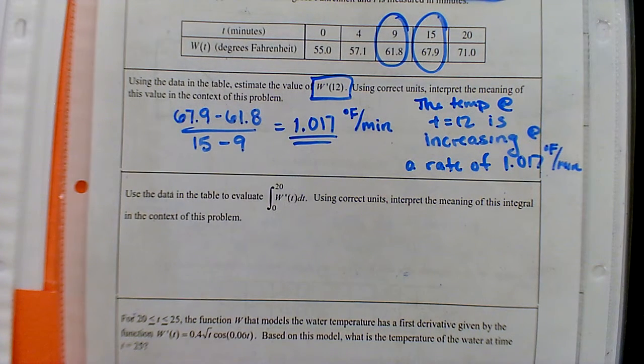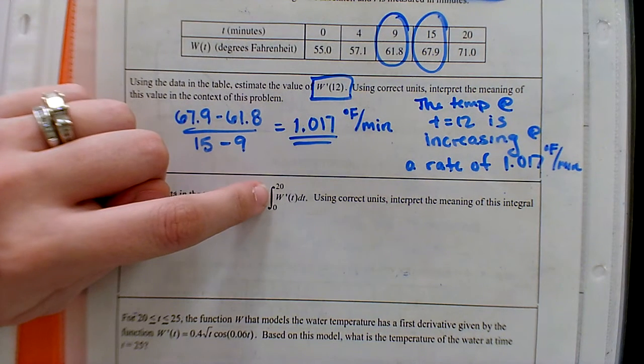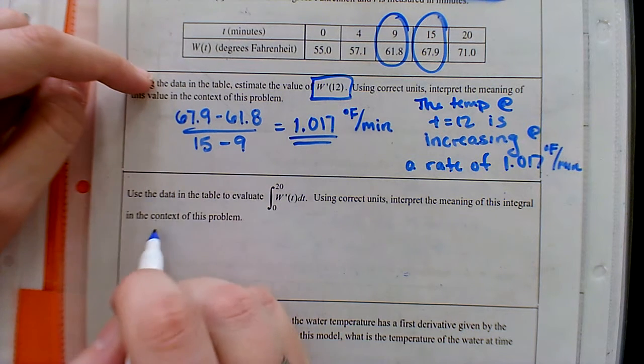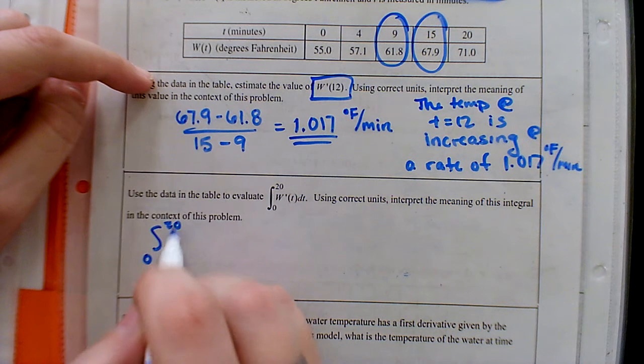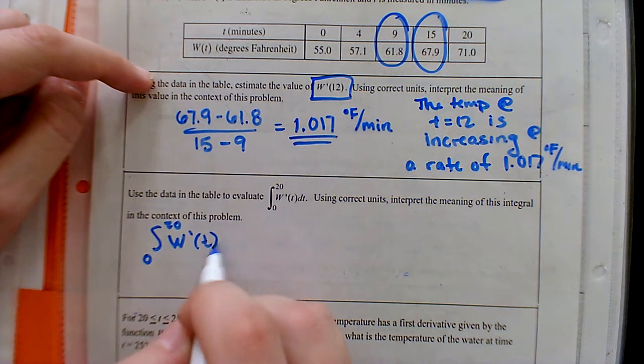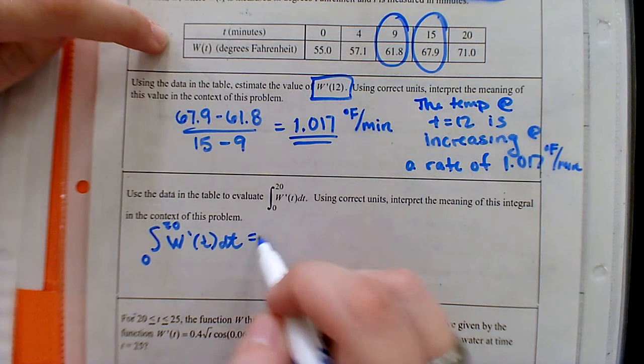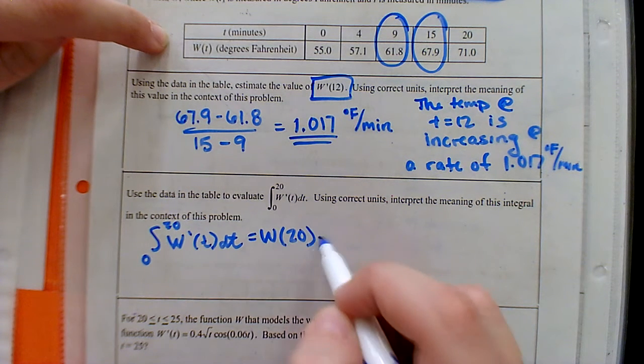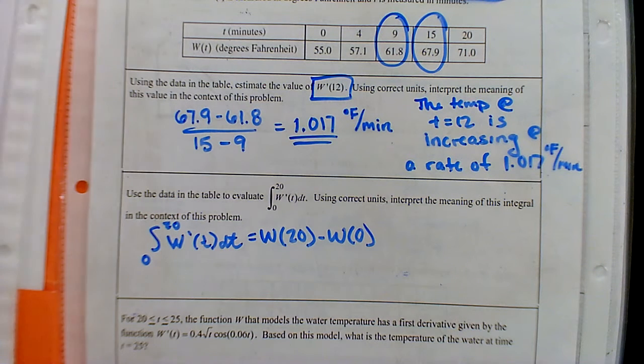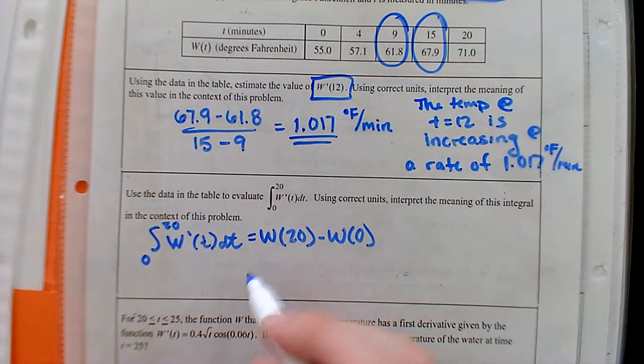All right, let's check out an integral. Use the data in the table to evaluate the integral of w prime using correct units. Explain what it means. So if we work backwards from w prime, what should we have? What function? Original, aka just w. So if we do top minus bottom, fundamental theorem of calculus, maybe we can figure out those values. They give us a table.